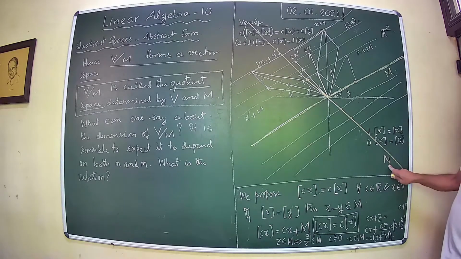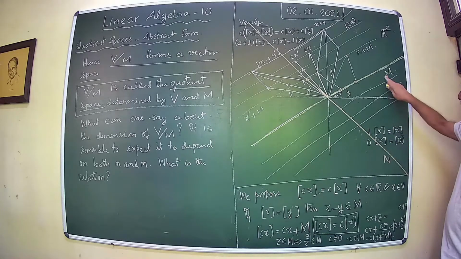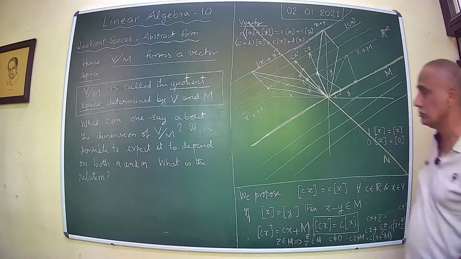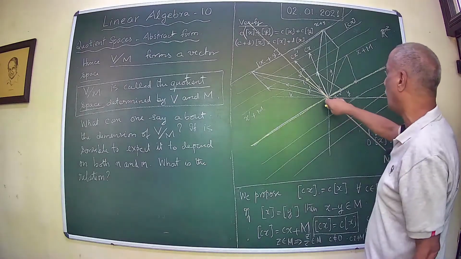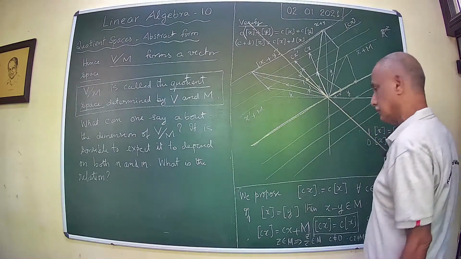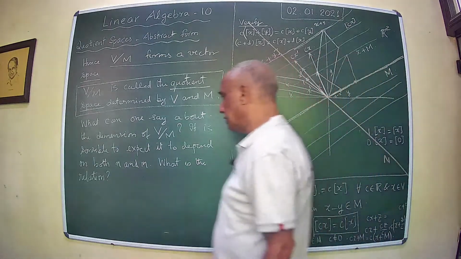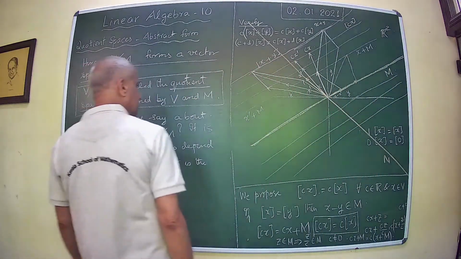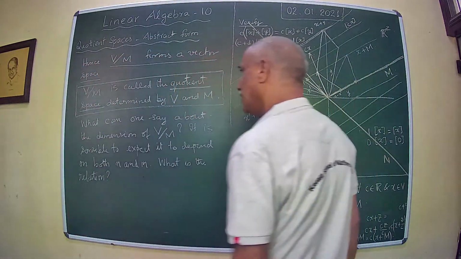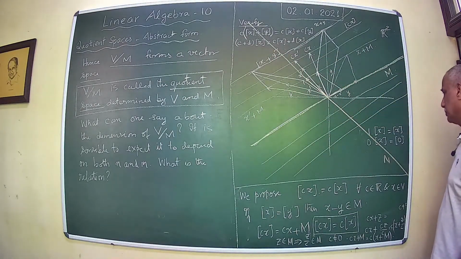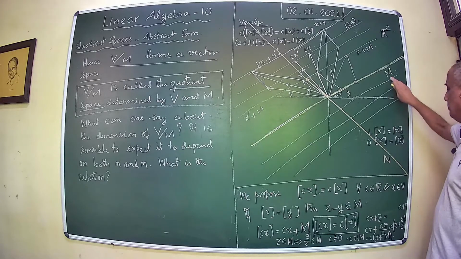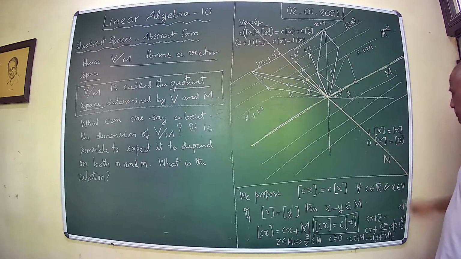The status of N is that N along with M generates the whole space. And not only that, there is only one common point for M and N, these two subspaces, namely 0. Okay? Right? And such subspaces are called complementary subspaces. N is a complementary subspace of M and vice versa.